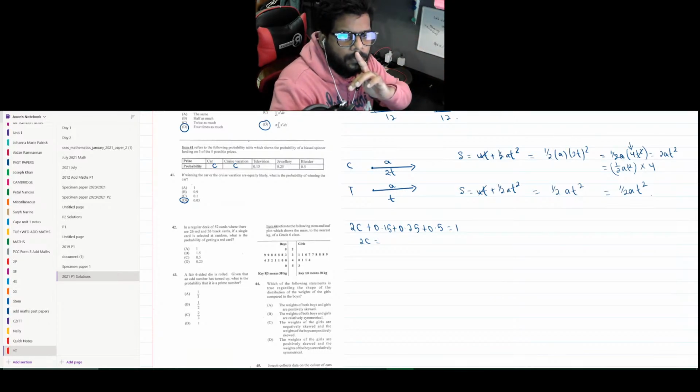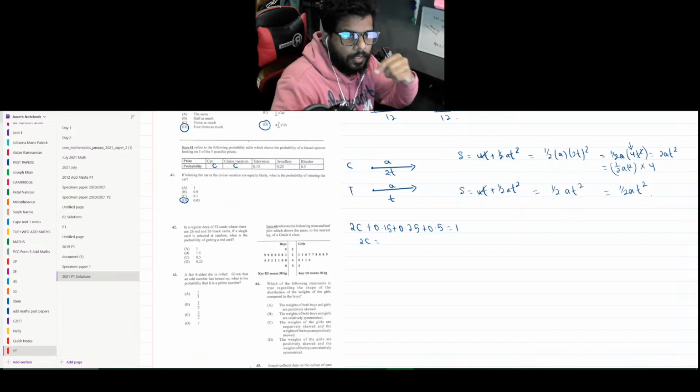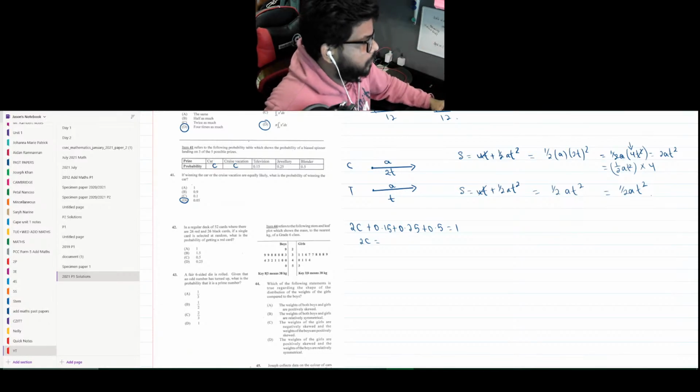I'm reading it here. In a regular deck of 52 cards, you'd have 26 red. So I'm picking 1 red out of the, if a single card is selected at random, we're picking 1 card. So it is 26 out of 52, which is a half, 0.5.